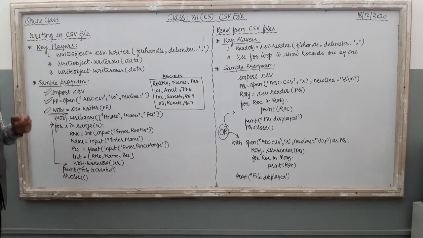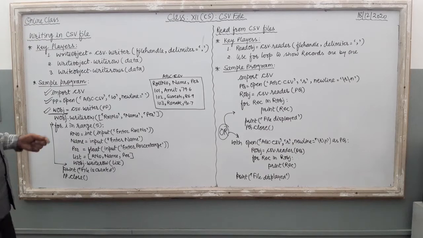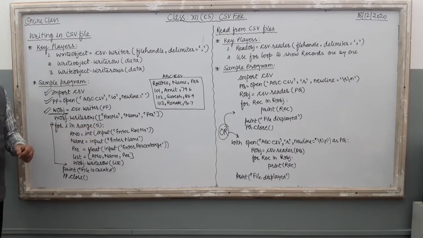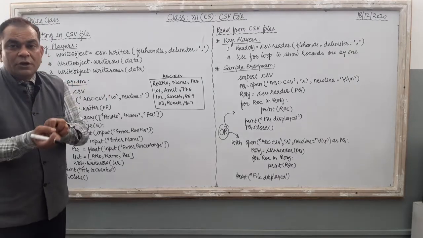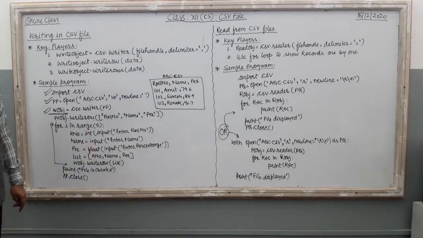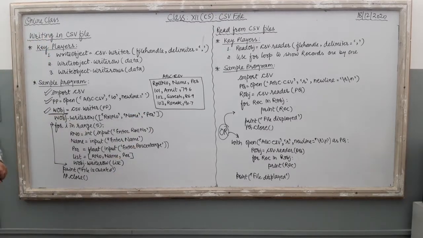I want to write 5 different records in this CSV file, so I use for i in range 5. What will happen? The computer will take 5 students' data from the user, and then the computer is going to write the data one by one inside the file. Clear? So here just see roll number, name, percentage. It is our record format.